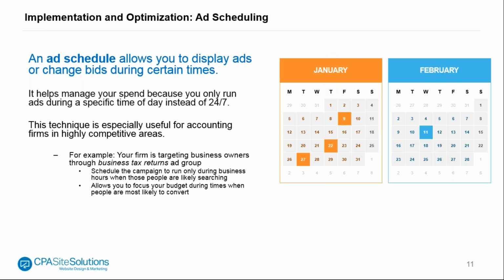All right, so one thing that can be done with pay-per-click is called ad scheduling. So basically you can specify when you want your display ads to show during a specific time of day. It helps manage your spend because you only run ads during a specific time of day instead of running them 24/7. And this is especially useful for accounting firms in highly competitive areas.